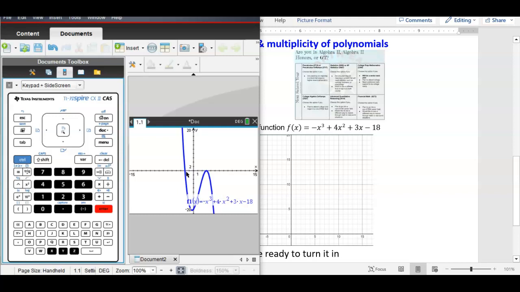Do you remember what that word means? Right. So as x goes to the left towards negative infinity, what's the end behavior? What's happening over here? It's going up towards positive infinity.